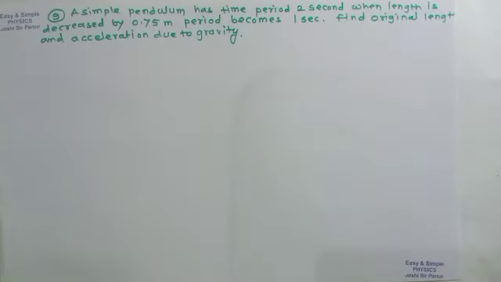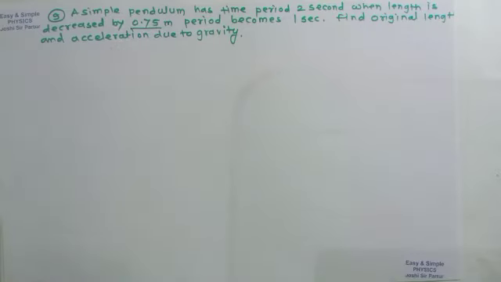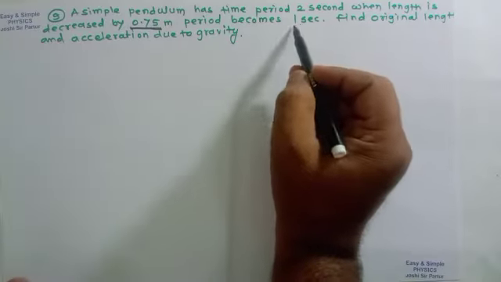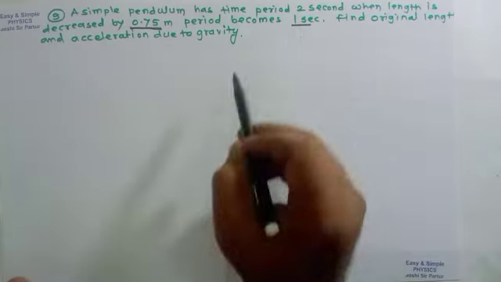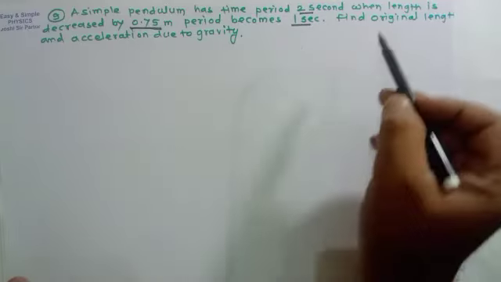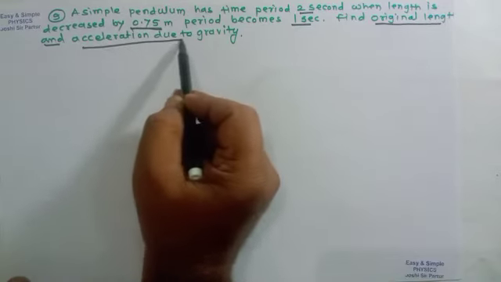Now let us solve another example. A simple pendulum has time period 2 seconds. When length is decreased by 0.75 meter, period becomes 1 second. Means initial period is 2 seconds, and the new period becomes 1 second. Find the original length and acceleration due to gravity.